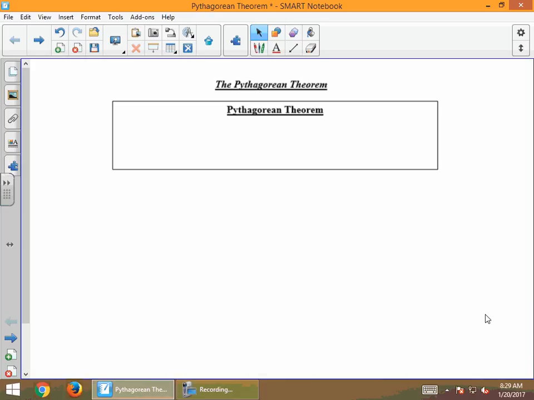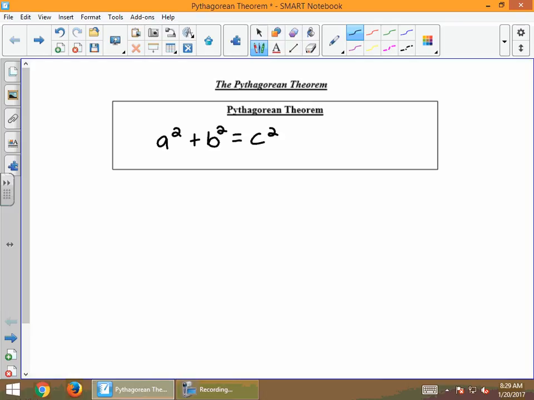In this lesson, we are going to take a look at the Pythagorean Theorem. You might remember this from future or previous math classes. The Pythagorean Theorem is a squared plus b squared equals c squared. Now you might be wondering where the a, the b, and the c come from.